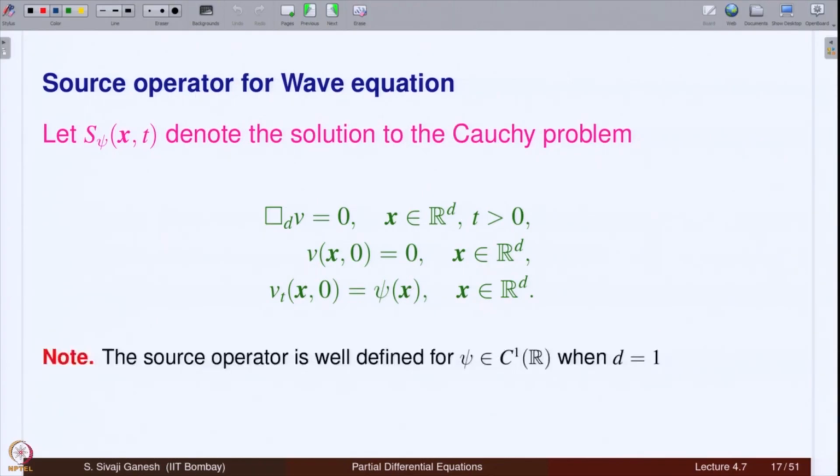The source operator is well defined. We have to ask when it is well defined, that is, when we have a classical solution to this. If d equals 1, we need psi to be in C1 because we have the D'Alembert formula which is applicable, and then for d equal to 2 or 3 we need psi to be in C2. That is when the source operator is well defined.